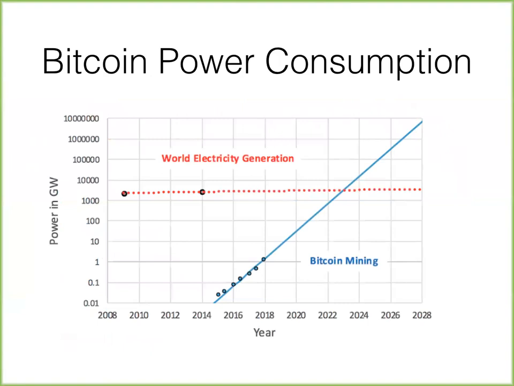Bitcoin was going up to where it was like 0.1% of all the power in the world, and people predicted if you draw a straight line, it'll use up all the power in the world by 2022. So I said, well, this is ridiculous. And I put out this chart on Twitter and thought that would make people shut up, because we've been here before. They did the same thing in 2000.